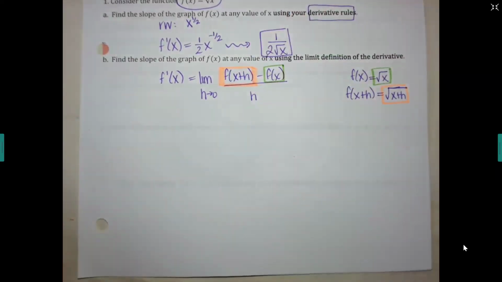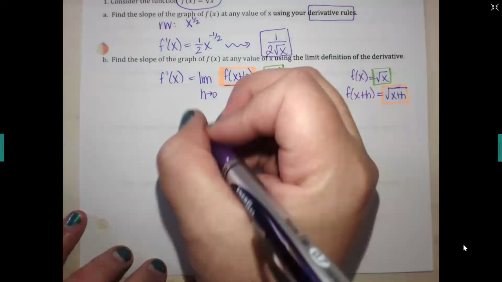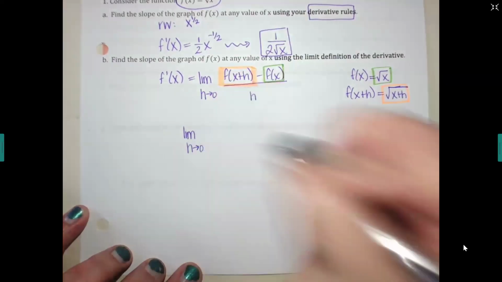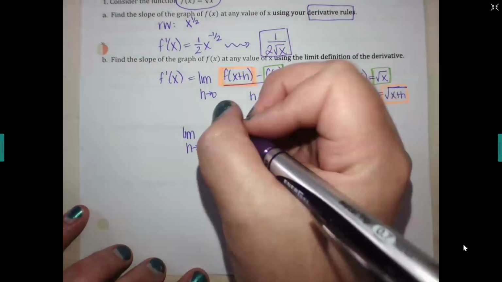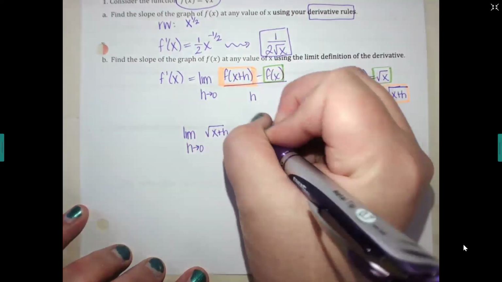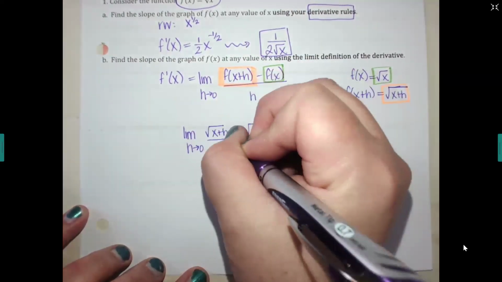Okay, so my new equation says limit, h approaches 0. My first square root has an x plus h in it. My second square root only has an x in it, over h.